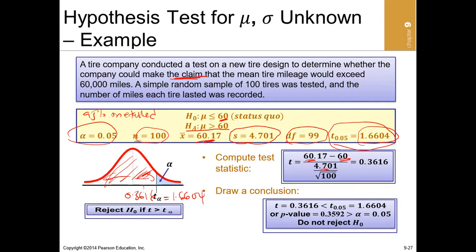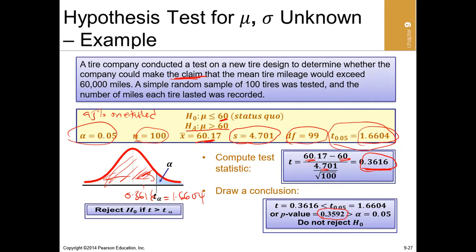We can also check the p-value for the t-value of 0.3616, and it's normally done using Excel. If that p-value is more than the alpha of 0.05, we will not reject. If you use Excel to check, you get a p-value of 0.3592, which is more than the alpha of 0.05. So we do not reject.